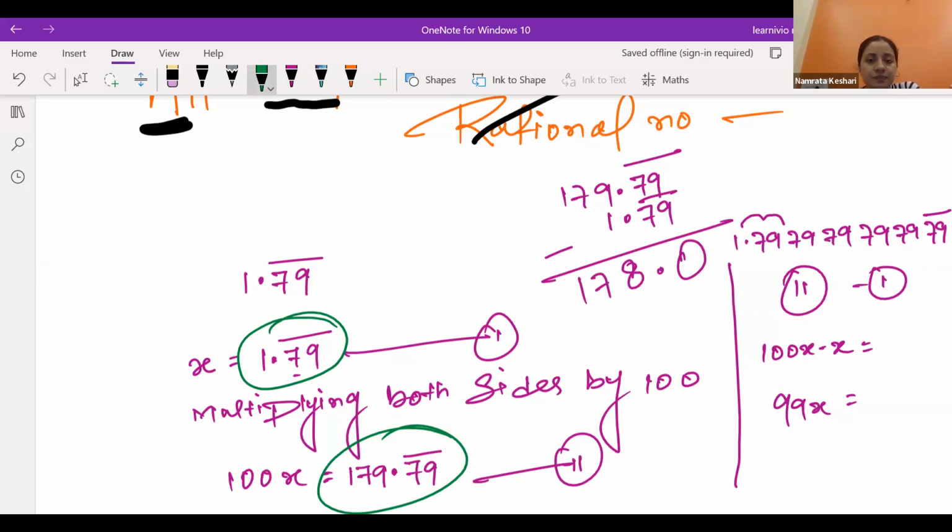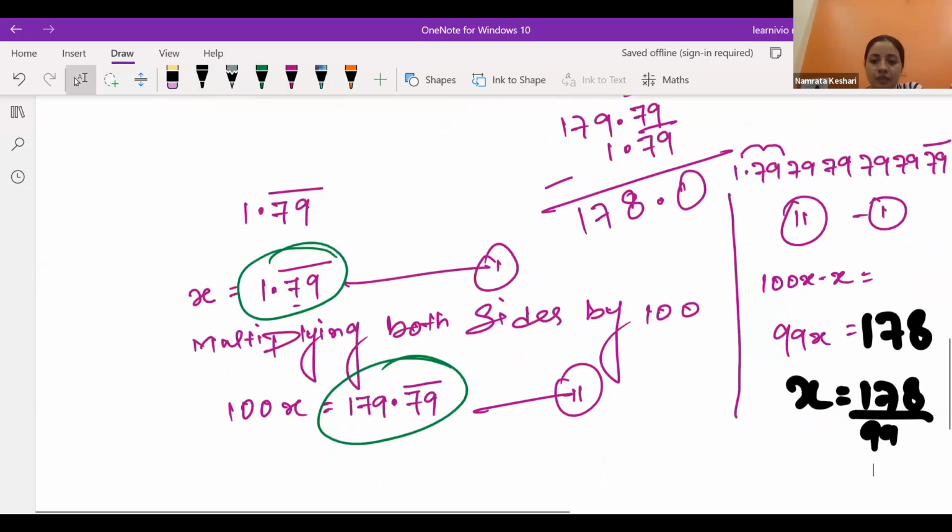It's clear. So we are having just 178 and x will be 178 by 99, right? Yes, ma'am.